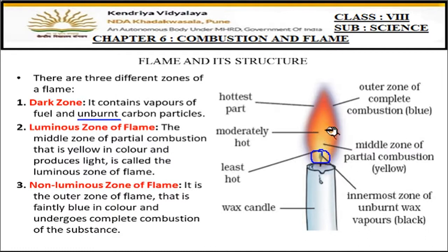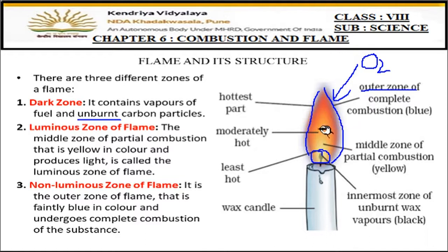Then the second layer is the luminous zone, in which there is partial combustion, half combustion, and it produces yellow light. And then the last one is the non-luminous zone, the outer zone, where you can see a faint blue outline. This is the zone of complete combustion. The complete fuel gets burned here because this zone is in direct contact with the outer oxygen.